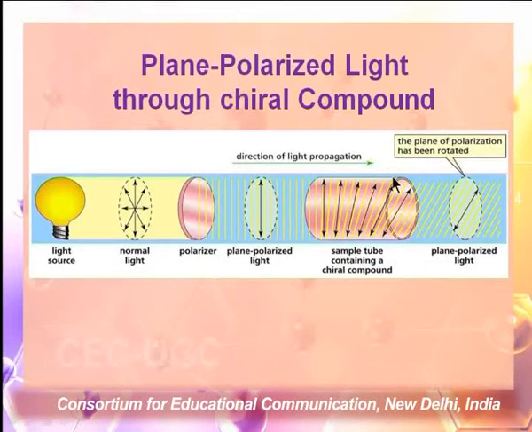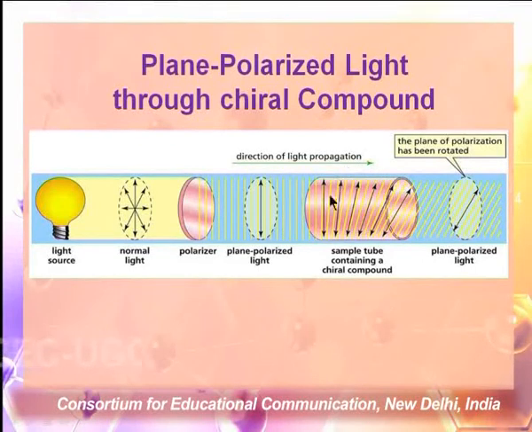So what happens when we pass plane polarized light through a compound? Again, I have already told you how we get plane polarized light. We have a sodium source here. The waves are oscillating in all directions. We pass these rays through a Nicol prism, which is a polarizer. This is fixed, and then the waves will now start oscillating only in one direction, which is perpendicular to the path of propagation.